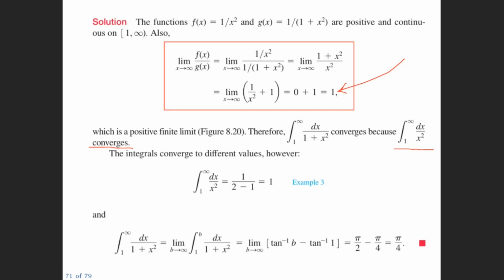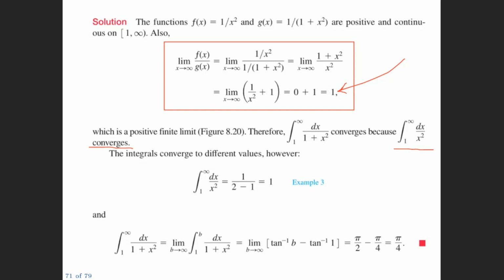We already know that one of them converges, therefore the other one must converge as well. Now, before I move on, let me just point out the theorem tells you that they both behave the same. Either they both converge or they both diverge. It doesn't tell us anything about their values.